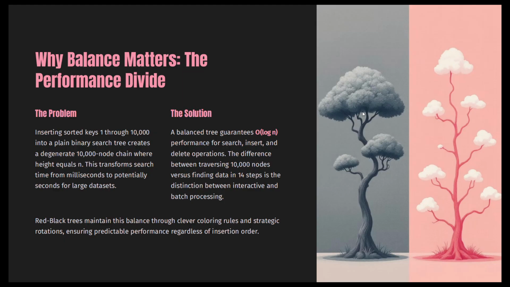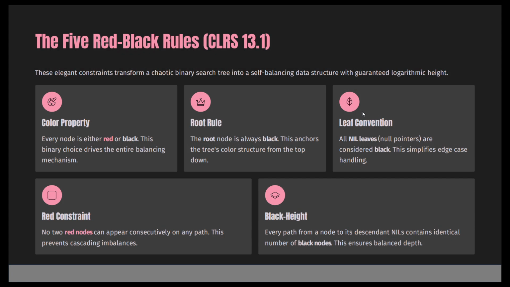Now, let us see the solution. If the tree is balanced, then the height becomes log n. For example, instead of checking 10,000 nodes, we might only need around 14 or 15 steps to find a value. That is a huge improvement in performance. Red-black trees maintain this balance using special coloring rules and rotations. This ensures that the tree always performs efficiently regardless of the insertion order.